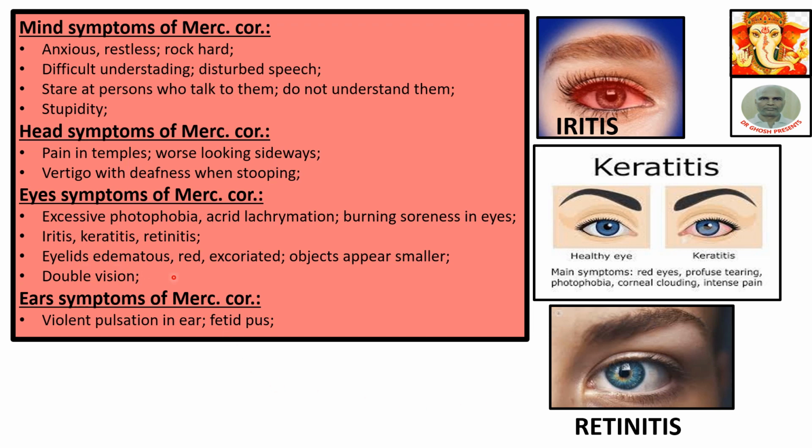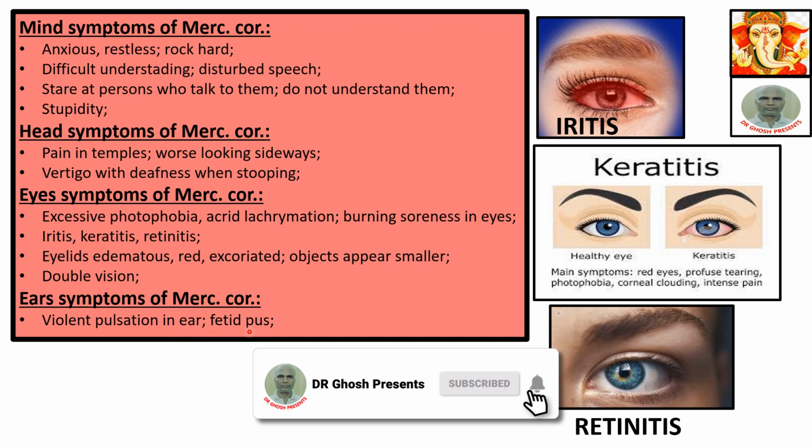Eyelids edematous, red, excoriated. Objects appear smaller. Double vision. Single object looks double. Ear symptoms of Merc.cor. Violent pulsation in ears, fetid pus.